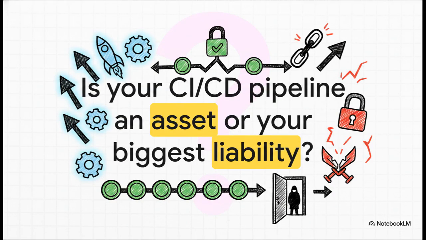And that really brings us back to the fundamental question you have to ask yourself. Is your CI/CD pipeline an asset that's speeding up innovation, or is it your single biggest liability waiting to be exploited? By implementing these controls, you can make sure it stays a powerful tool for building great things and not an open door for attackers.